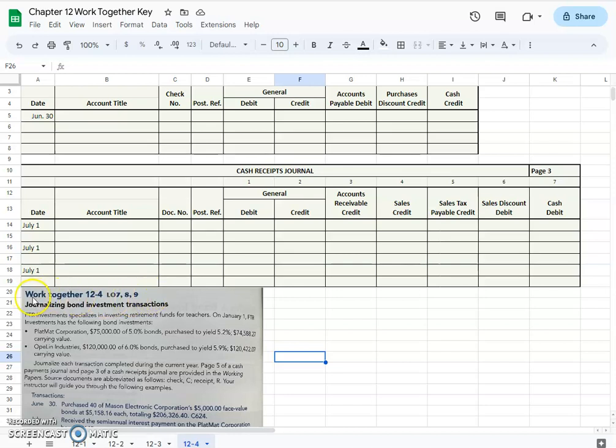In this problem, I'll go through Work Together 12-4, on page 360 of your Century 21 Accounting Textbook Advanced, edition 11 by Gilbertson and Lehman. Credit to them for this text and this problem. Okay, so we are journalizing bond investment transactions.